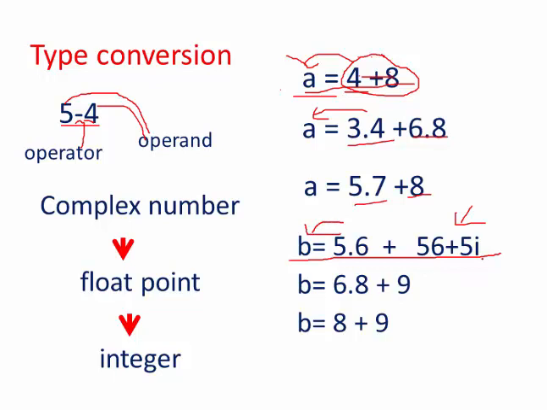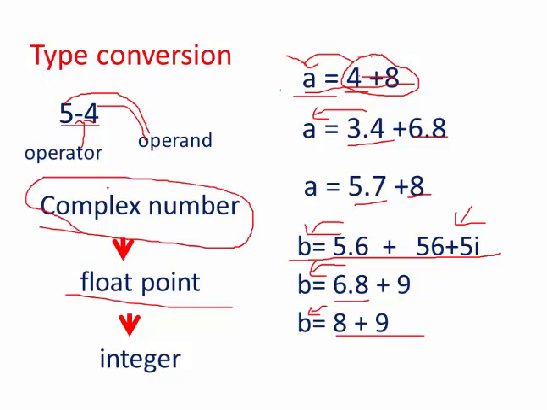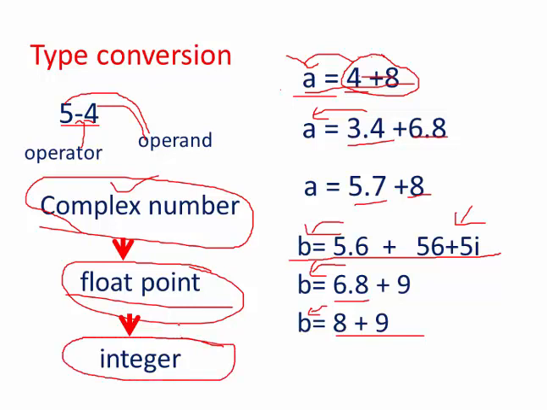Next, if a complex number is not there but a floating number is there in the expression, the resultant data type will be floating point. And if both are integer type, the resultant type will definitely be integer. So if either number is complex, the data type will be complex. If either number is a float, the resultant type will be float. And if all the numbers are integers, it will be integer type only.